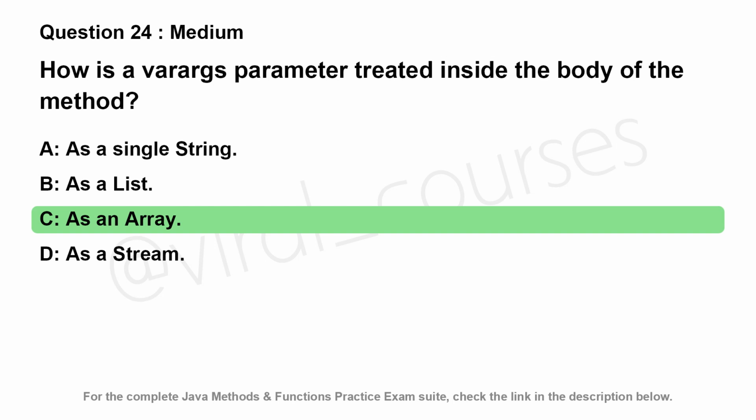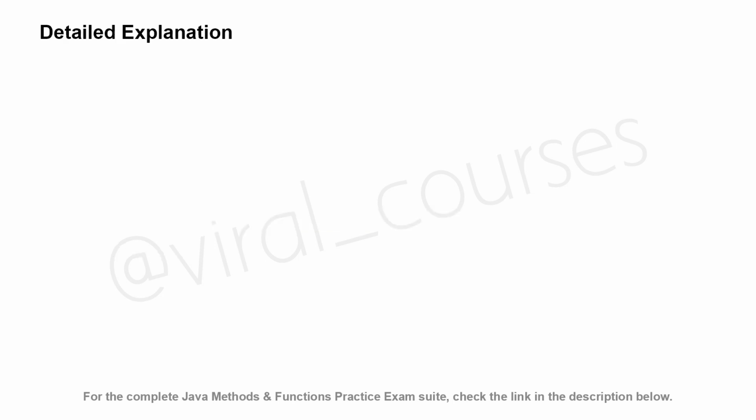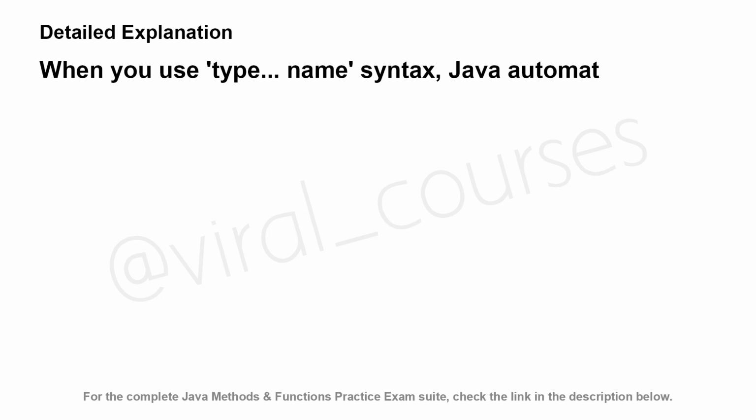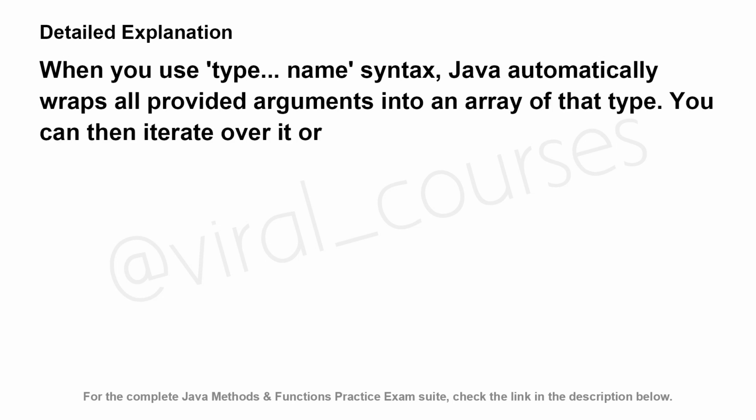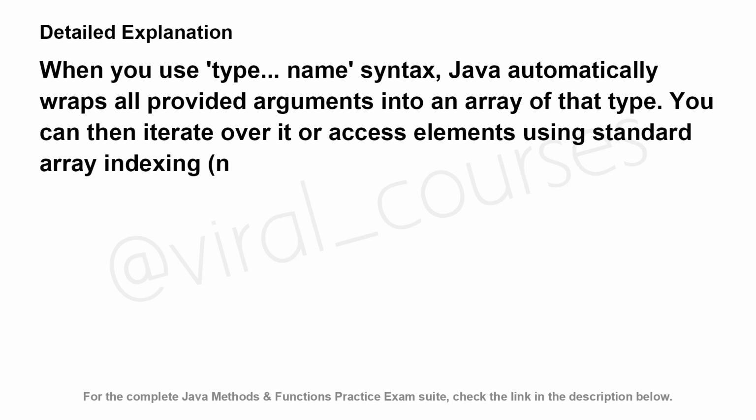The correct answer is C. When you use the type, name, syntax, Java automatically wraps all provided arguments into an array of that type. You can then iterate over it or access elements using standard array indexing: name[0], name[1], etc.